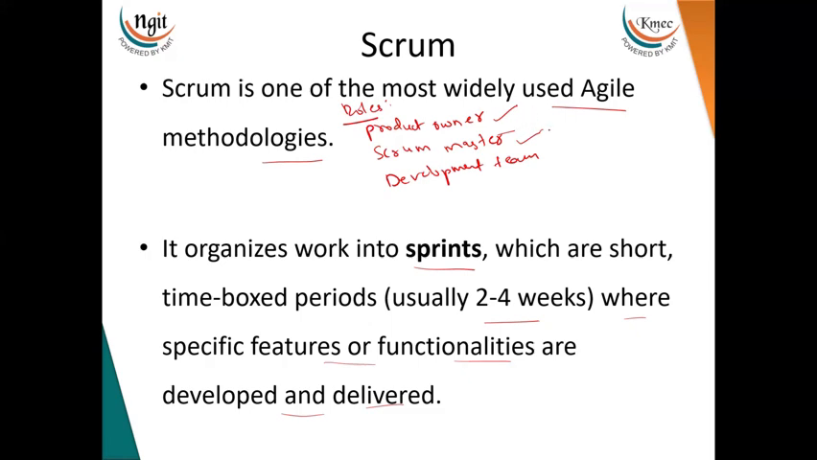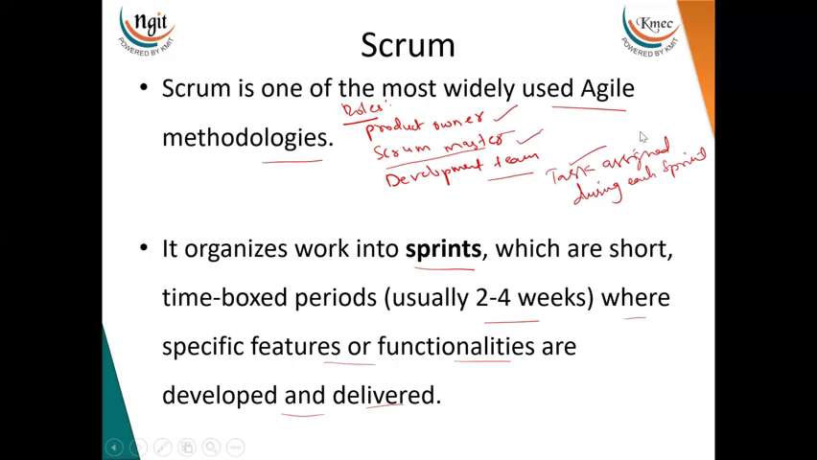Okay, where this Scrum Master is responsible to handle all kinds of obstacles that the team faces and tries to remove those obstacles. And also the Scrum Master will ensure that the team follows all the Scrum practices. Okay, and the development team's role is to work on the tasks assigned during each sprint. So these are the roles.